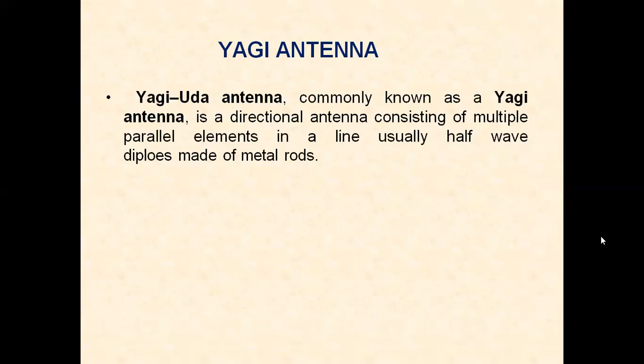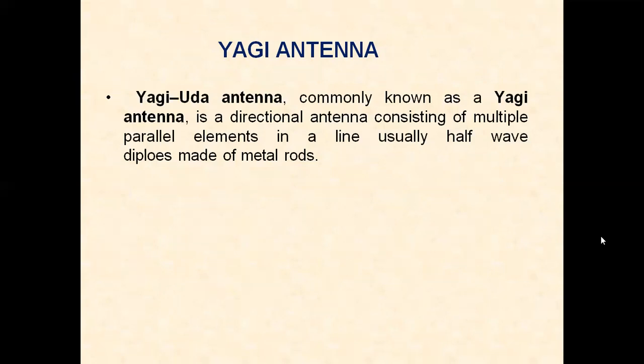This Yagi antenna, sometimes we call it as Yagi-Uda antenna, commonly known as Yagi antenna. It is a directional antenna. Why is it called a directional antenna? The signal will be radiated towards a particular direction. If it is used as a transmitting antenna, the signal will be radiated in the particular direction in which it is oriented.